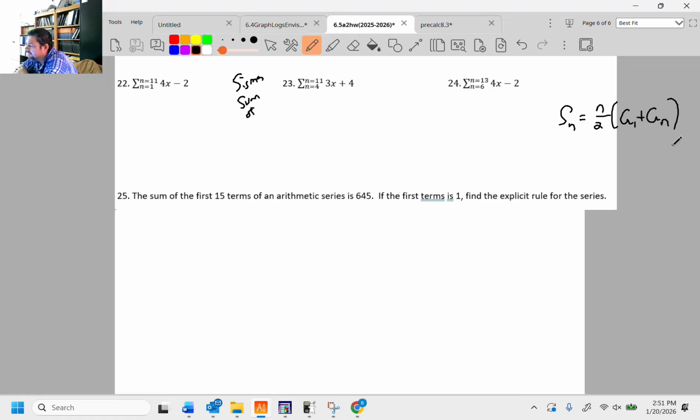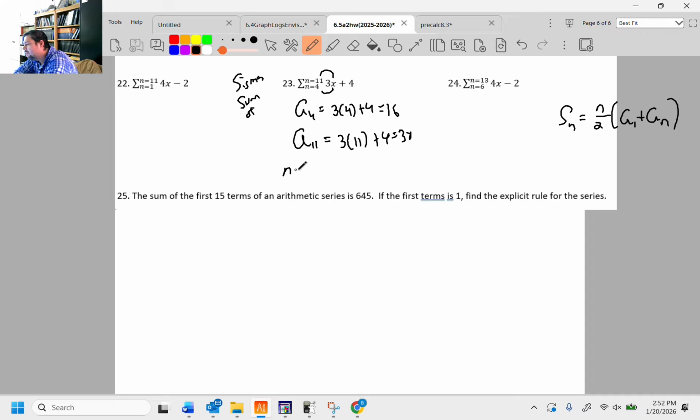So I'm going to find the first term by actually plugging in a 4. The first term on this thing is actually the 4th term, and the last term is the 11th term. So I got to find a sub 4. And I do that by literally putting a 4 in. 3 times 4 plus 4 is going to be 12 plus 4, which is 16. The last thing is called a sub 11, and it's done by plugging an 11 in. It's 3 times 11 plus 4, which is 37.